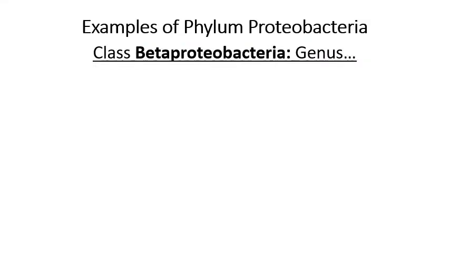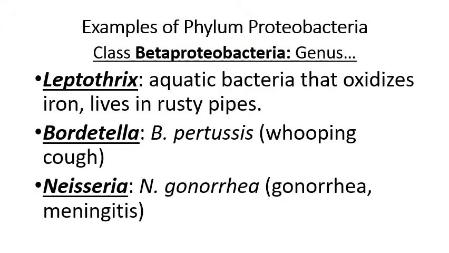Okay, let's move on to class beta proteobacteria. Okay, so 3 that we care about. Leptothrix is a relatively harmless aquatic bacteria. The word aquatic means that it lives in the water, right? And it has the ability to oxidize iron in order to live on it. So it can actually rust. It causes rust in pipes, for instance. Right, so if you have a water pipe that becomes all rusty, it may be because the air reacted with the metal, but it could also simply be because Leptothrix bacteria caused the pipe to rust.